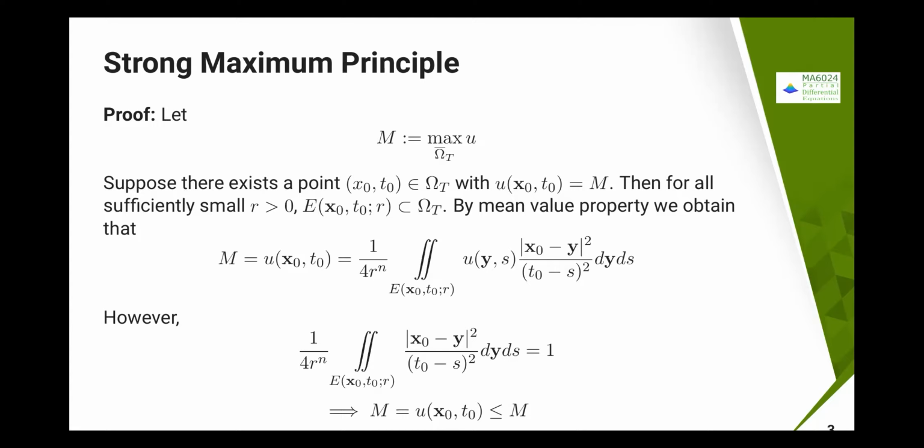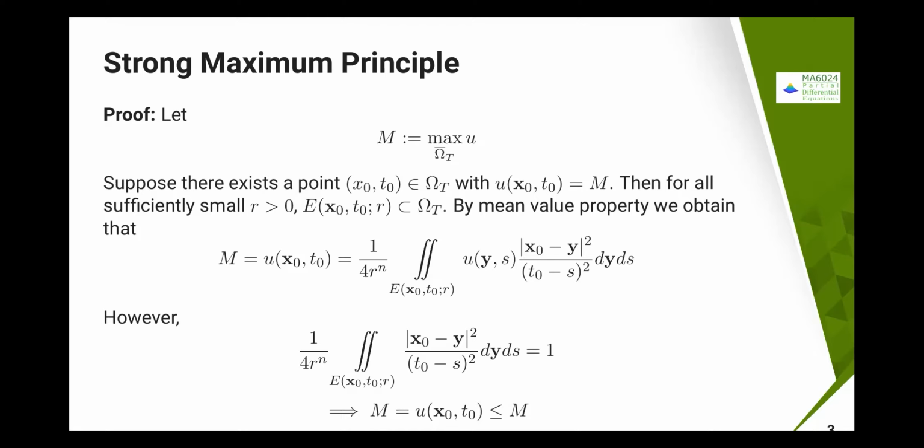That's (x naught, t naught). That's a heat ball, which is going to be contained in omega t. So that means I'm going to get a ball, which is going to become E of R, or E of x naught comma t naught comma R, completely contained in omega t.